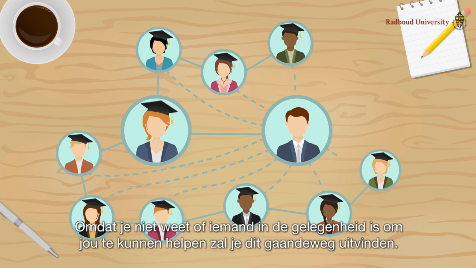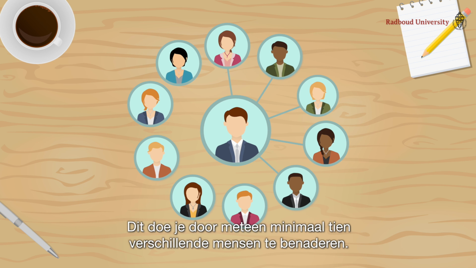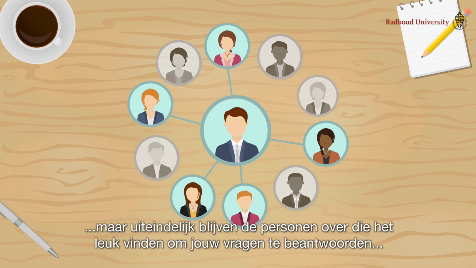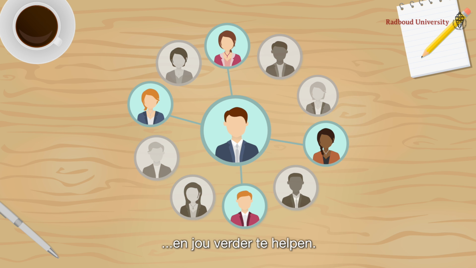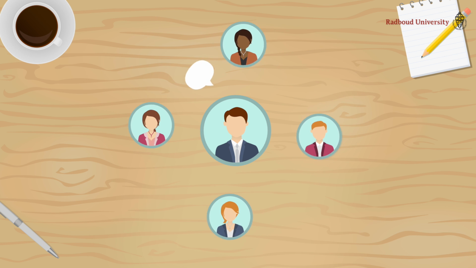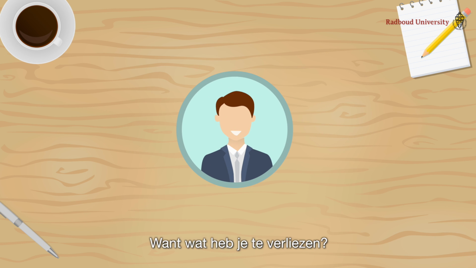Because you won't know in advance if someone is in the capacity to help you, you will have to find this out gradually. You can start doing this by contacting at least 10 different people. Some people will be busy and not respond, but in the end there will be people who do respond. It might be exciting to step out of your comfort zone. You may find that it is easier than you think. What do you have to lose?